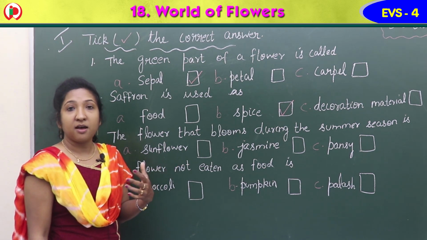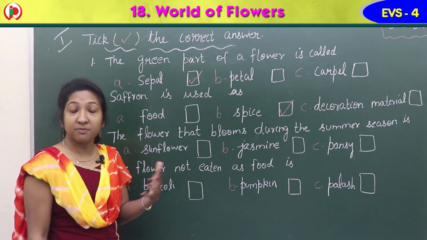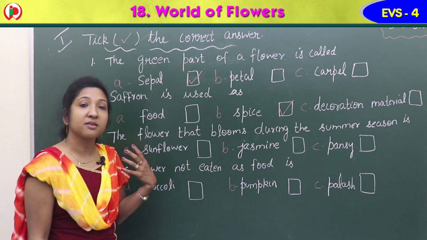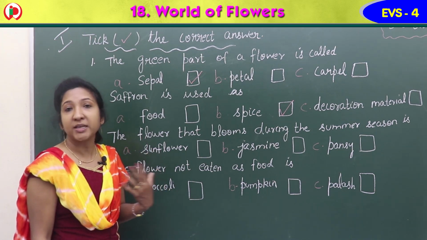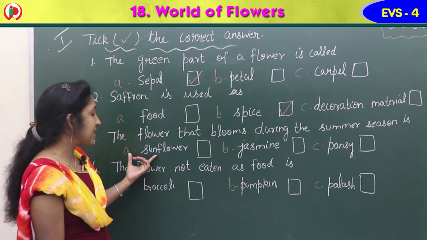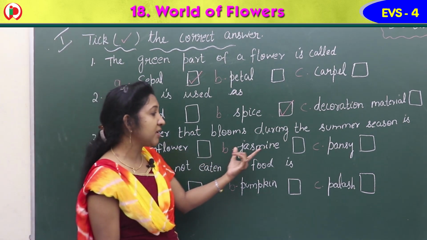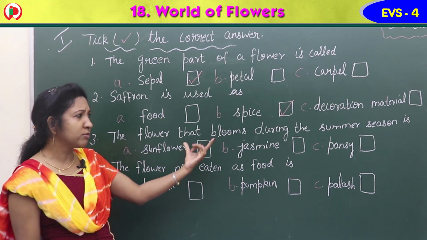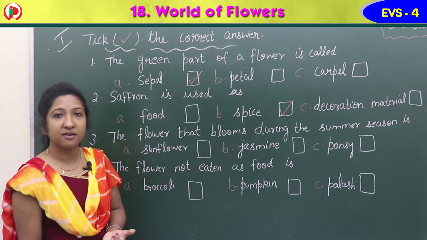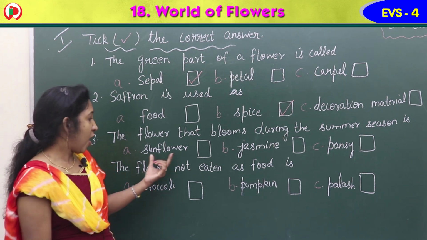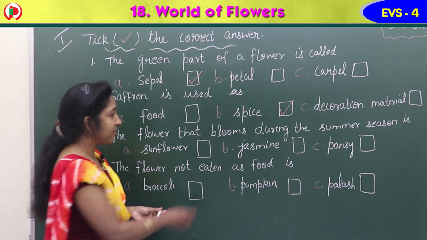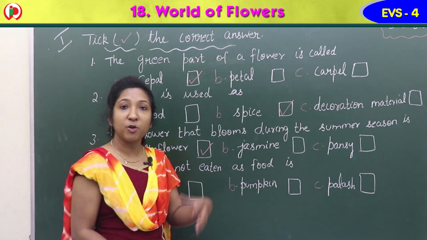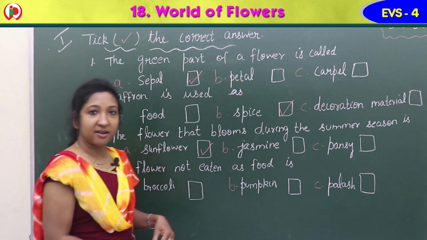Yes. Third one, the flower that blooms during the summer season. Different flowers bloom in some particular seasons, isn't it? Some bloom in winter season, some in summer season, some in spring season. So here option A is sunflower, option B jasmine, option C pansy. So which flower among these blooms during summer season? Yes, it is option A, sunflower. So put a tick mark here. Jasmine, pansy and all bloom during winter season, isn't it?